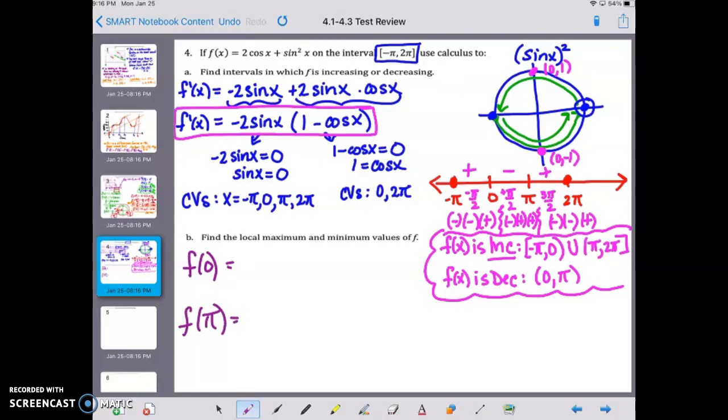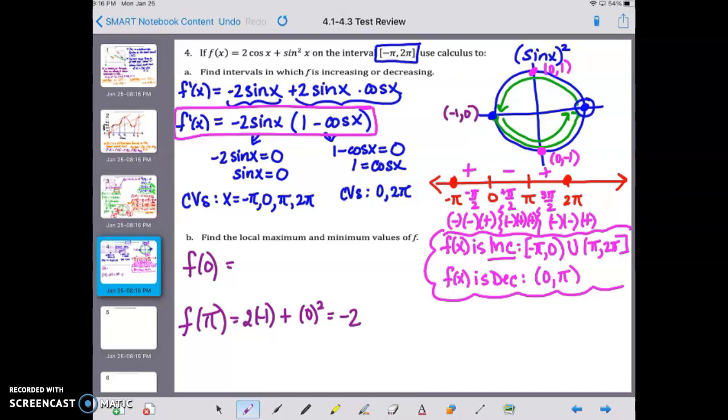When I plug pi in, again I'm plugging it into f of x. Cosine of pi, okay, that ordered pair here is (negative 1, 0), and cosine is negative 1. So cosine of pi is negative 1, 2 times negative 1, right? And then I have to take the sine of pi, which is 0, and I have to square it. So this gives me a value of negative 2.